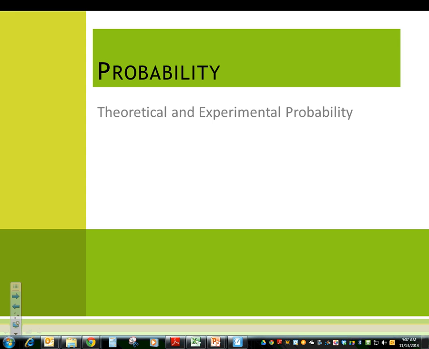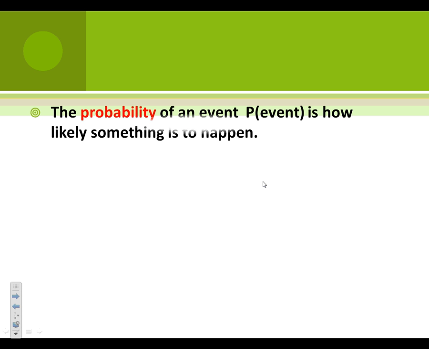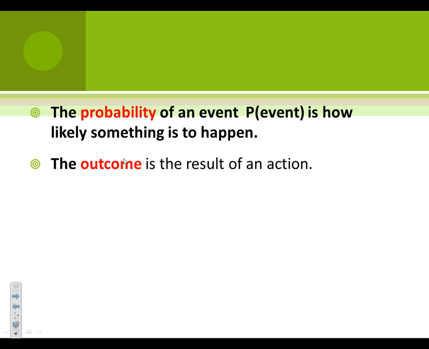Today we're going to start a short unit on probability. So as we get started, let's talk about what probability is. The probability of an event is how likely something is to happen. The outcome of an event is the result of an action.